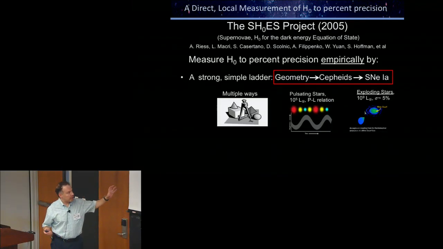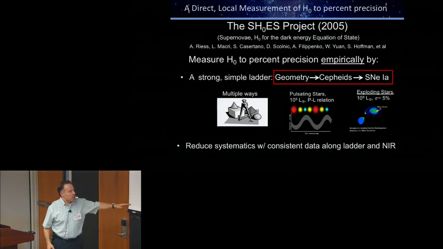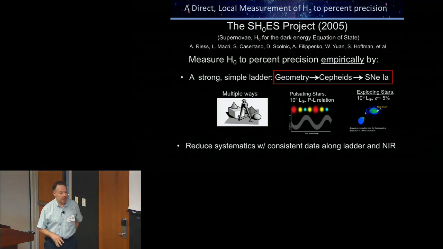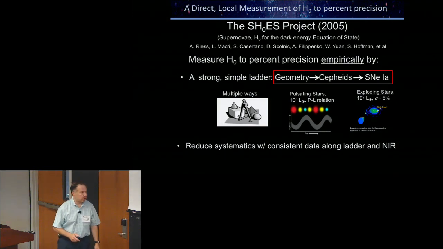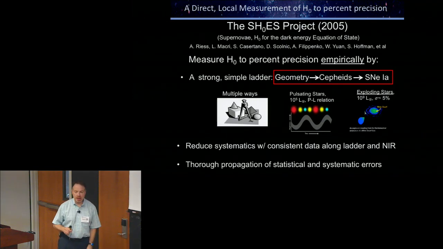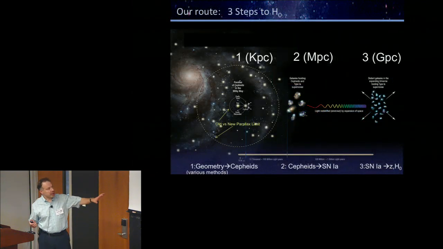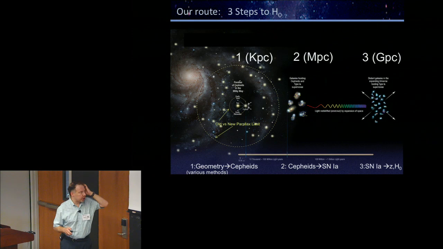Now, how would we do this better than people before? Well, we saw a number of ways that we could reduce systematics in the measurements themselves along the chain, and I'll describe how that is, as well as by making the observations in the near infrared to avoid dust, which has always been a problem for astronomers. Also, we thought we could thoroughly propagate the errors, systematic and statistical, in ways that in previous generations people hadn't always kept track of.